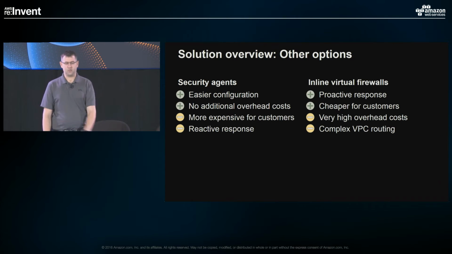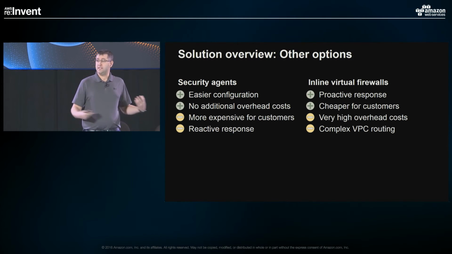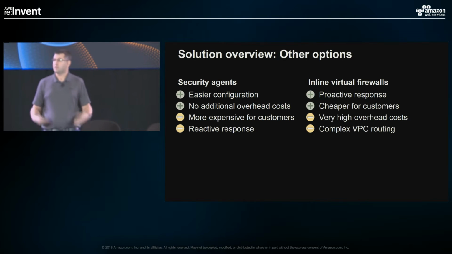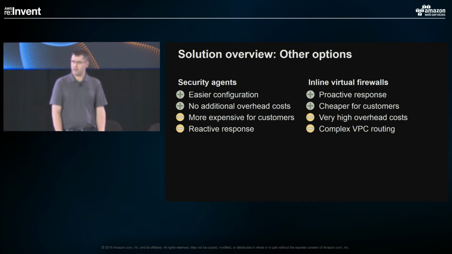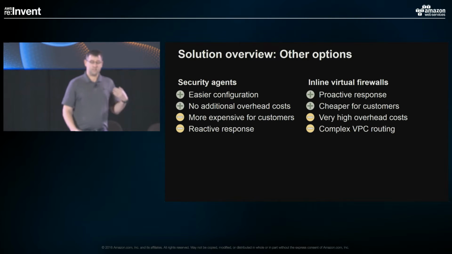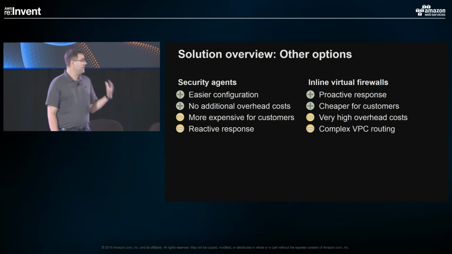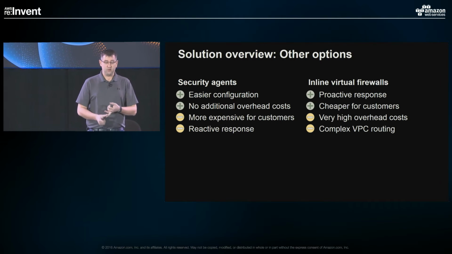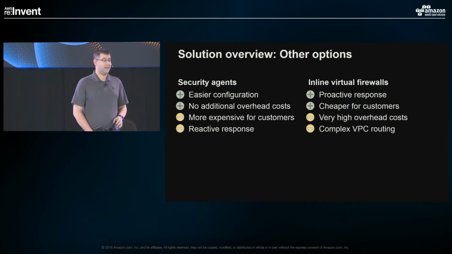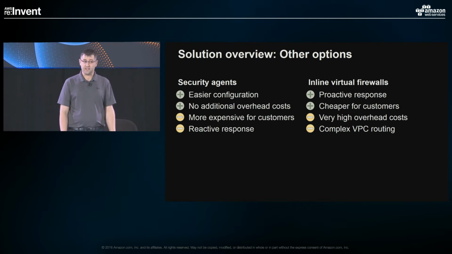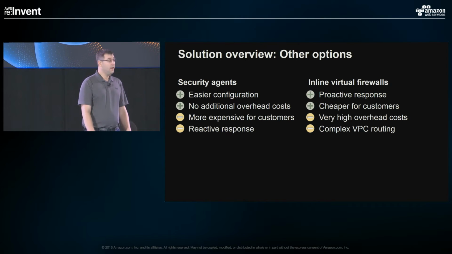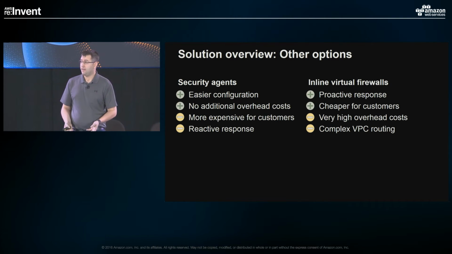So then we looked at inline virtual firewalls. They replace the NAT instances with virtual firewall appliances, and it gives us that proactive response that we want to have. It allows us to right-size the instances for our clients, so they don't have to worry about that. But it has really high overhead costs. We have to have one instance per availability zone, and you have to make it probably about 3 times the size you would expect to have all the UTM features, as they're all done in software. And the licensing costs on these are very high.